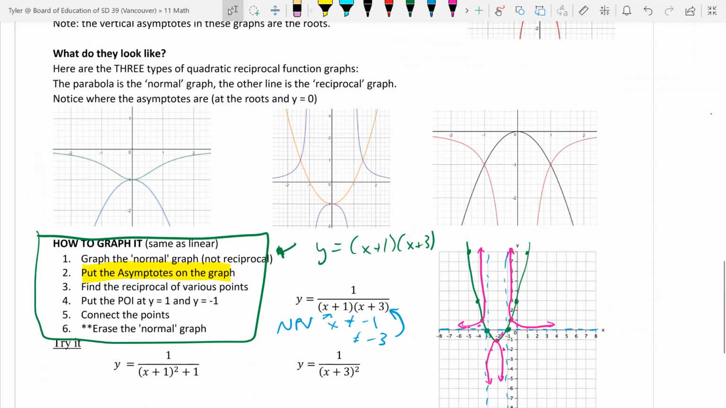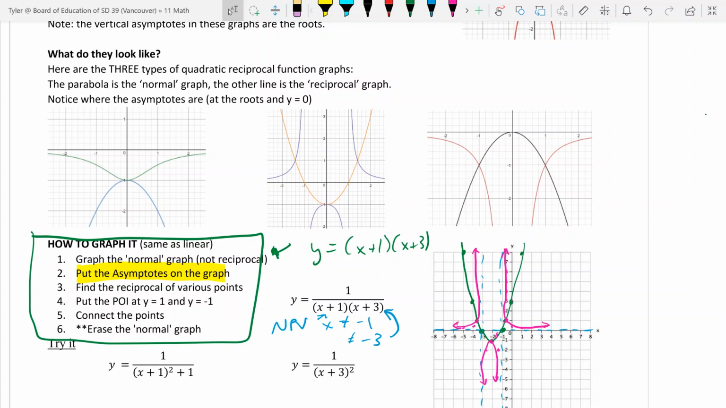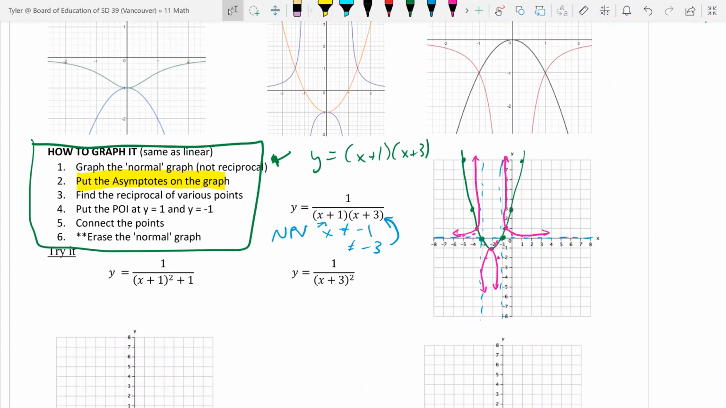I want to just take you through some examples without actually graphing them, just so we can see it. And the process was exactly the same, right? We graphed the normal graph, that parabola we had, the green one. Then we put the asymptotes, those blue lines, to help us indicate where it won't go. Then we actually find the reciprocals of points.